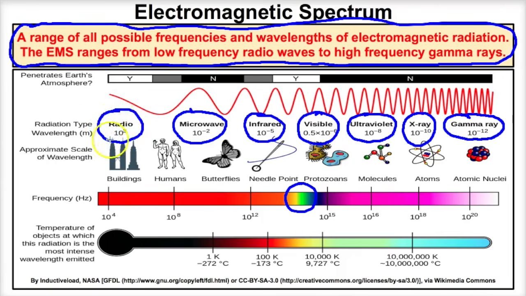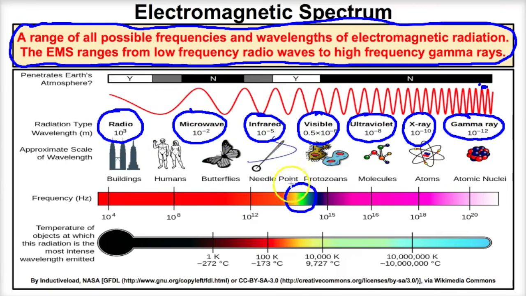These radio waves have huge wavelengths, and that's going to make them have very low frequency, whereas over here gamma rays have very short wavelengths, as you see right here, and that's going to mean that they're going to have high frequencies. And that's because wavelength and frequency are inversely proportional. So these are the 7 forms of electromagnetic radiation.